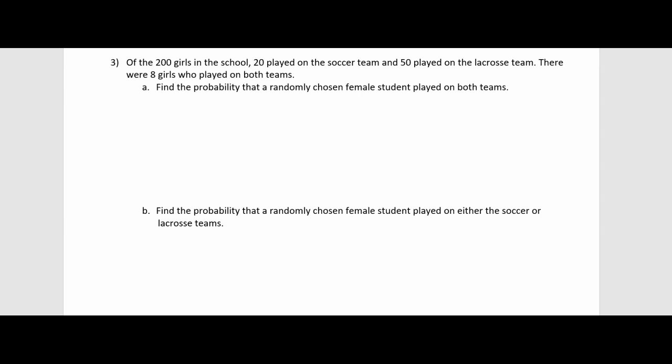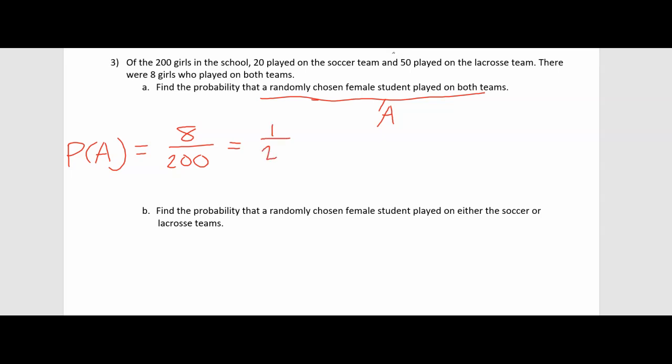Okay, so it says, of the 200 girls in the school, 20 played on the soccer team and 50 played on the lacrosse team. There were 8 girls who played on both teams. Well, part A says, find the probability that a randomly chosen female student played on both teams. Call that event A. So the probability of A, well, there's 8 girls who played on both teams, so our favorable number of outcomes is 8. There are 200 total female students, so 8 over 200. Oh, we can simplify. If we divide everything by 8, we get 1 out of 25, or we can say 0.04. Either of those would be acceptable. That would be the probability of choosing a female student that plays on both teams. That was pretty straightforward.